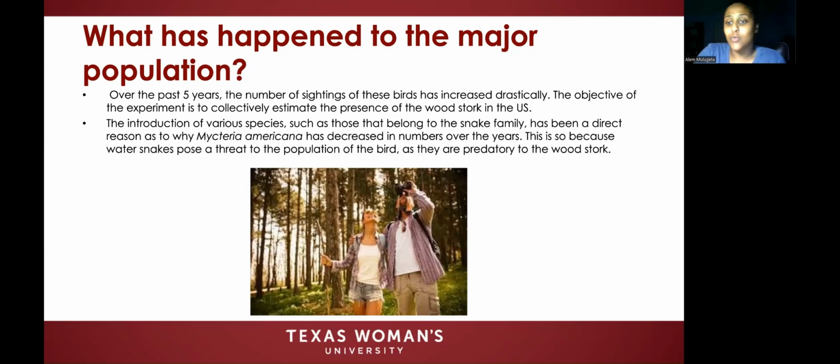Multiple causes as to why this has happened have been linked to pollution and also human intervention. This is so because the water snakes pose a threat to the population of the bird, as they are predatory to the wood stork.